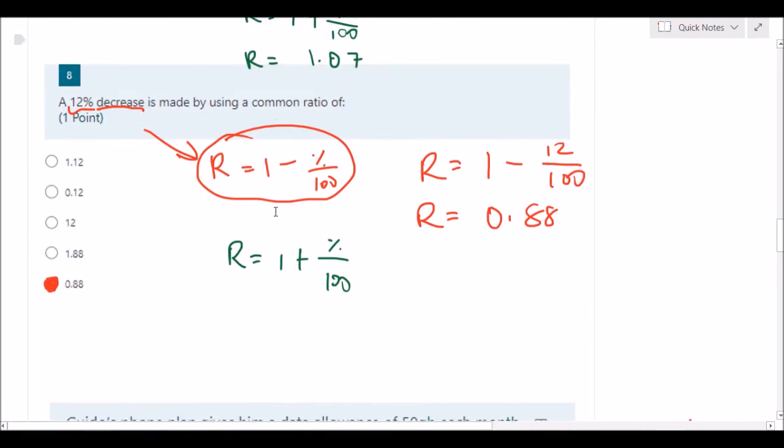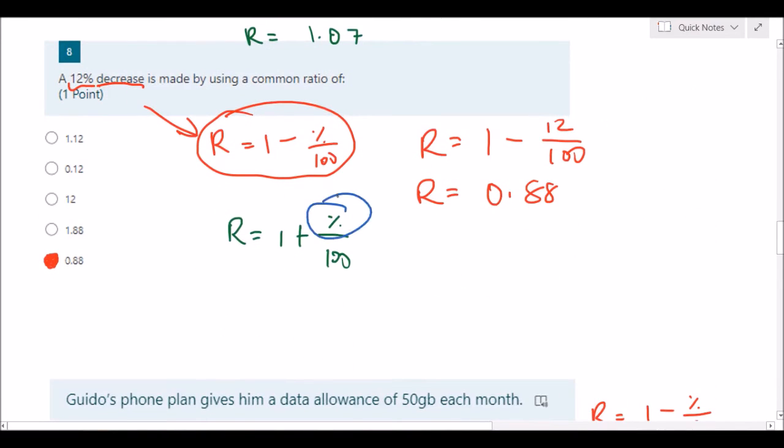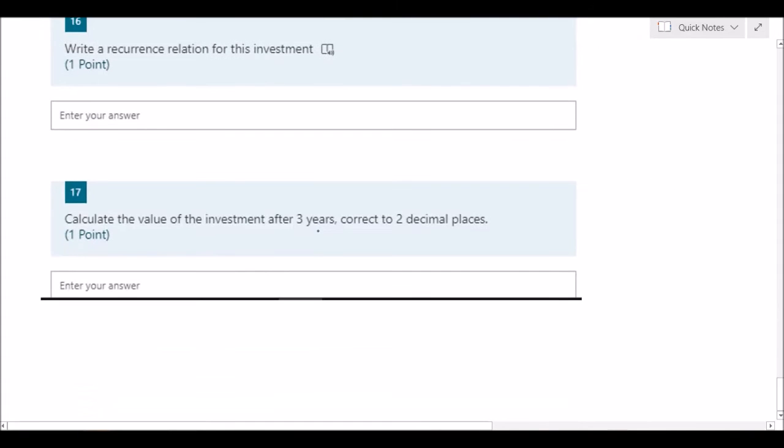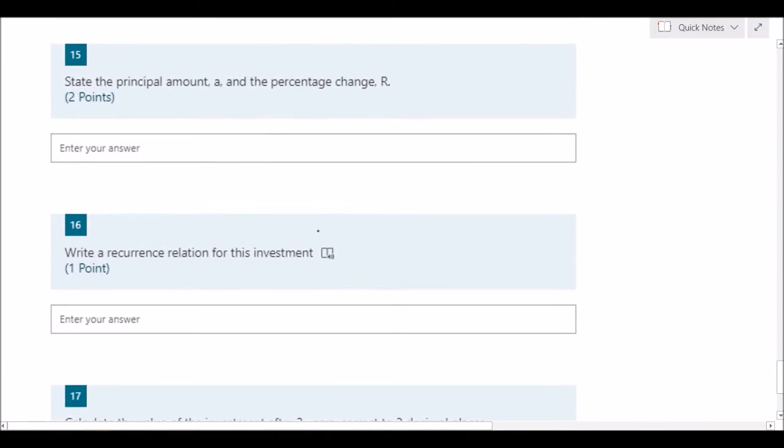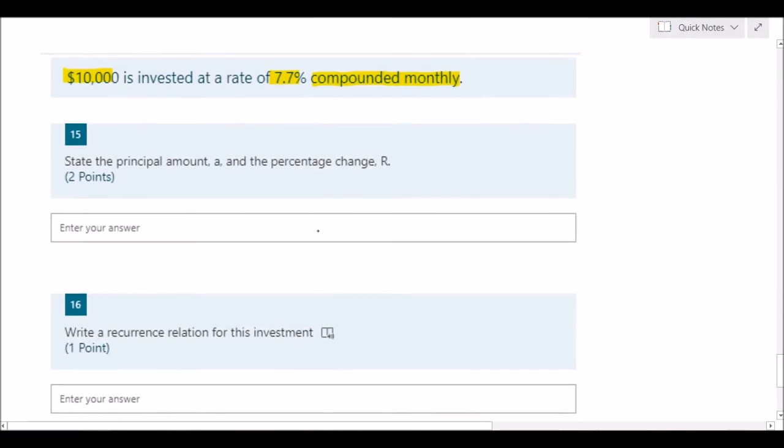And remember the change in the formula. What happens here compared to what we have now? There's something that changes. So let's go through it. State the principal amount and the percentage change. So first of all, let's state the principal, T0. The principal right there, 10,000, easy. And then what's the percentage change R, common ratio?